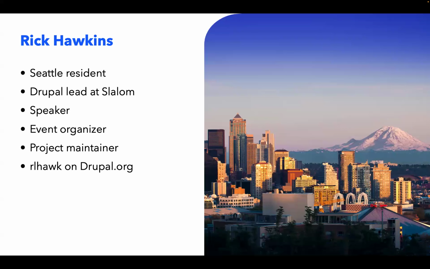I'm Rick Hawkins, and I live in Seattle, where it always looks just like in this photo. I lead the Drupal team at Slalom, which is a tech consulting company. We're headquartered in Seattle, but we have dozens of offices. We have offices in just about every major city in the country and a number of offices around the world. I like to speak at conferences like this one, and I like to help organize events, including the Pacific Northwest Drupal Summit and the Seattle Drupal User Group. And I maintain a couple dozen projects on Drupal.org, where I am known as RL Hawk.